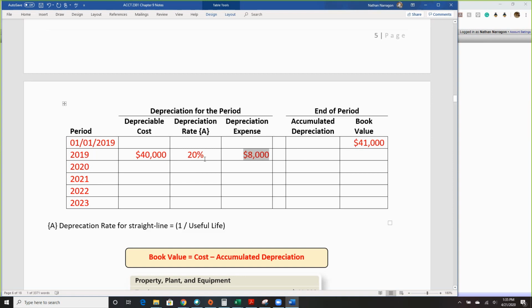Now, under straight line, notice that we use depreciable cost every year. So it really does not change. Okay? So it stays the same as it goes. So same rate, same expense. Okay? So basically it's a straight line.